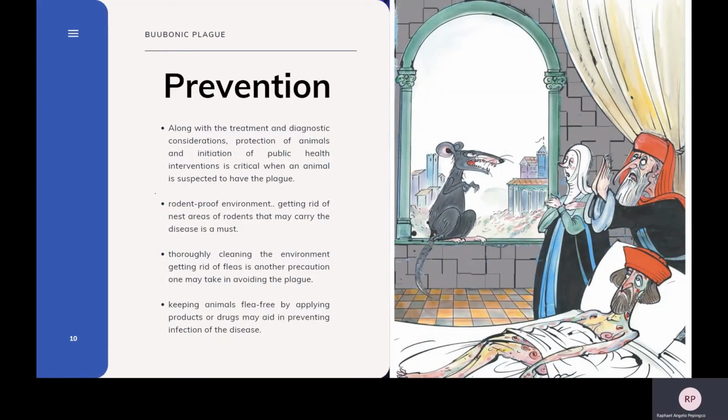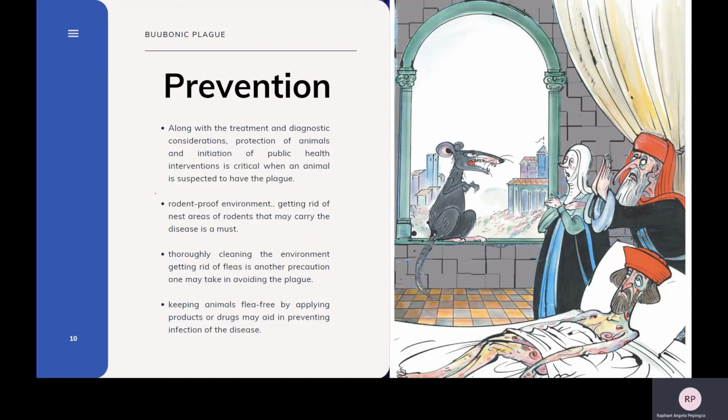So next is the prevention. So along with the treatment and diagnostic considerations, the protection of animals, and initiation of public health interventions is critical when an animal is suspected to have the plague. So rodent proofing the environment by getting rid of nest areas of rodents that may carry the disease is a must. And thoroughly cleaning the environment, by getting rid of fleas is another precaution one may take in avoiding the plague.